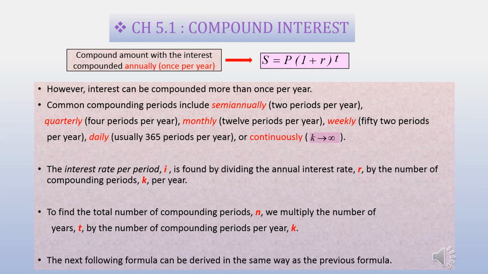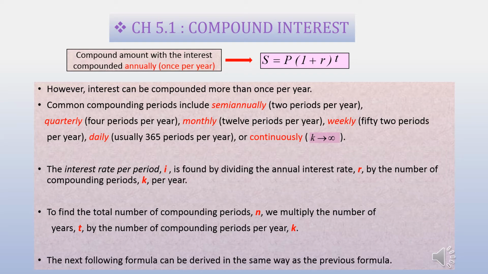However, the interest can be compounded more than once per year. It means it can be 2 times, 4 times, 6 times, depending on the policy of the bank. Common compounding periods include semi-annually, 2 periods per year. It means the interest is calculated twice a year. Quarterly, 4 periods per year. It means the interest is calculated 4 times a year.